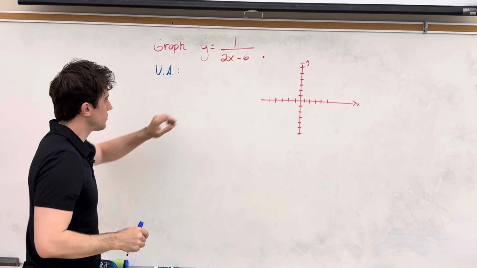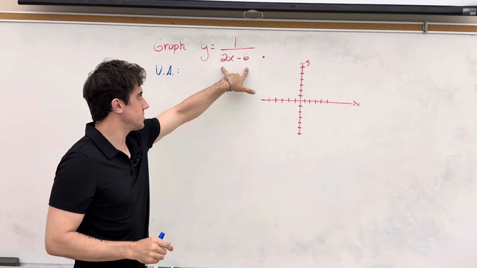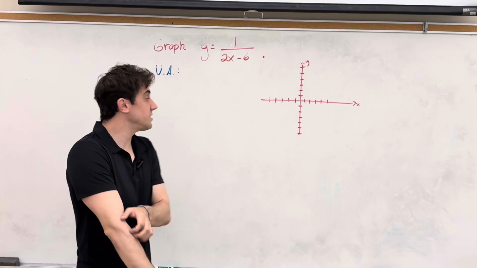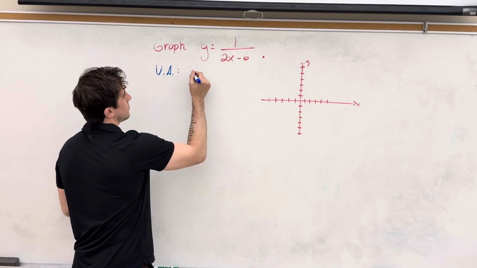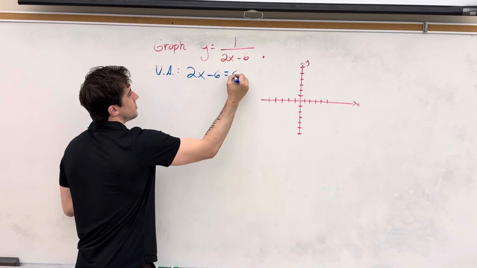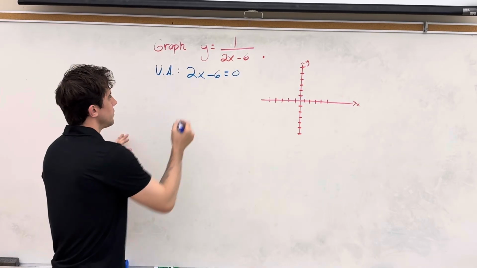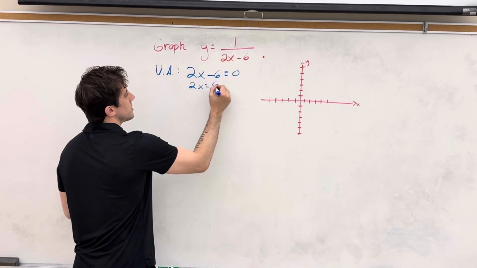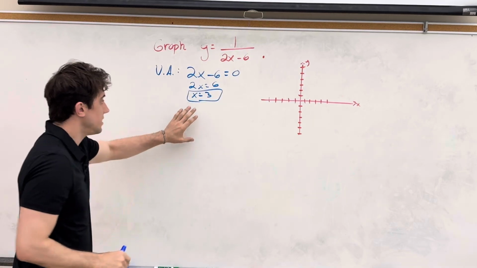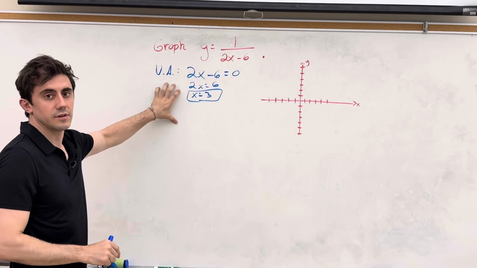The vertical asymptotes are always the x values that make our denominator be 0, which would make our function undefined. And so that means that we're going to make an equation out of our denominator, 2x minus 6 being equal to 0. That's easy enough to solve. 2x is equal to 6, and so x is equal to 3. And this actually serves as the equation of our vertical asymptote.